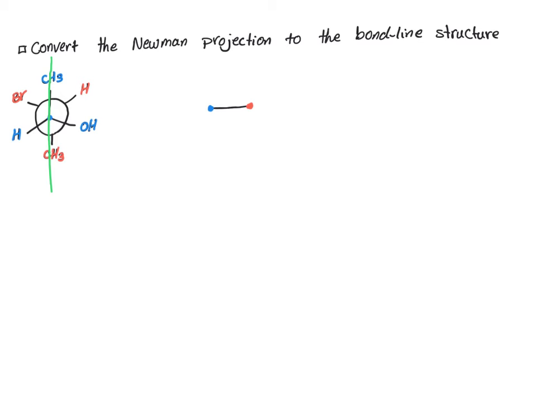Therefore, I can draw 2 lines. To the blue carbon, I have 1 methyl group attached, which is on this green line, meaning that it is on the plane of the page right here. And to the back carbon, I have 1 methyl group attached, which is also on this green line, and it is on the plane of the page.